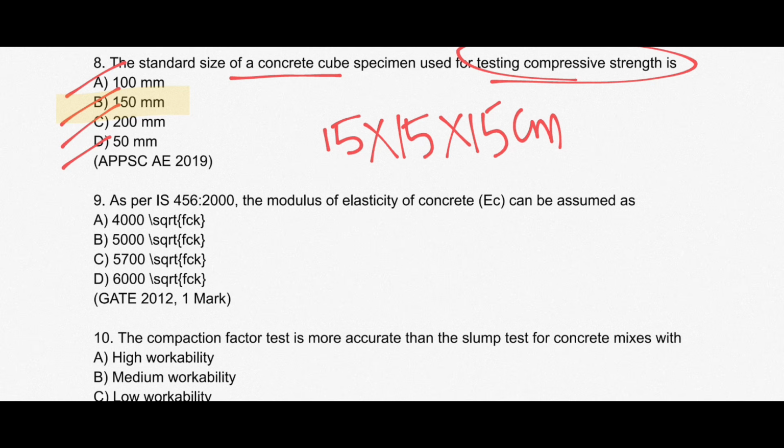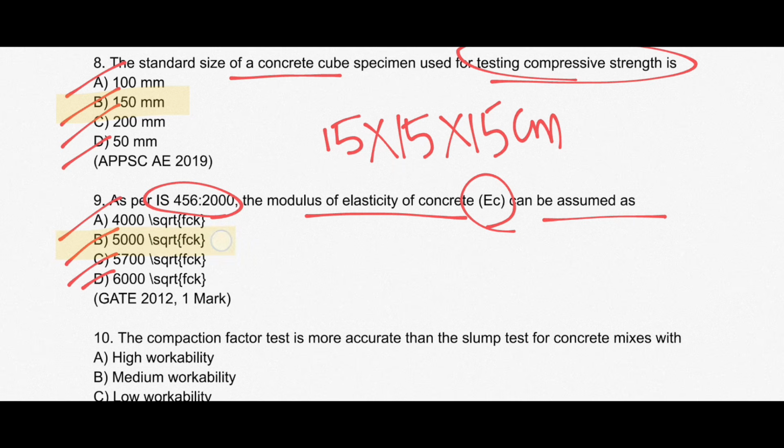Ninth question. As per IS 456-2000, the modulus of elasticity of the concrete Ec can be assumed as option A 4000 root fck, option B 5000 root fck, option C 5700 root fck, and option D 6000 root fck. So the answer is option B, that is 5000 root fck.